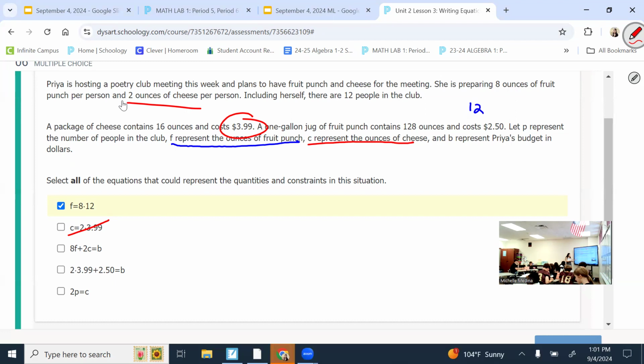I like looking at what's alone on one side to see what it could possibly be. So on this one, what's alone is the B, and the B is for budget. So think of what contributes to that budget. That would be the cost of things, is what I should expect on the other side. So over here I have 8 times F plus 2C. We know F is how many ounces I need of fruit punch. C is how many ounces I need of cheese. Does timesing it by 8 and 2 give me something about the cost?